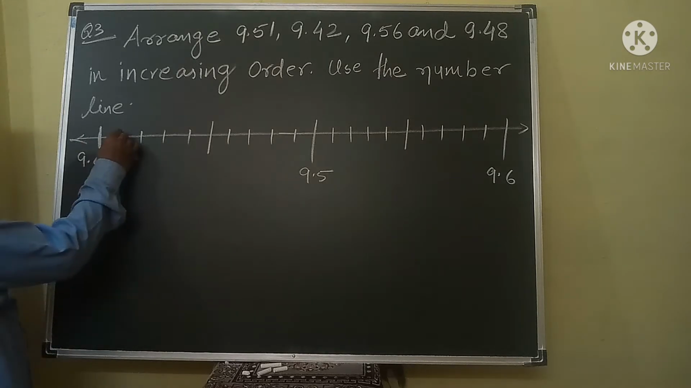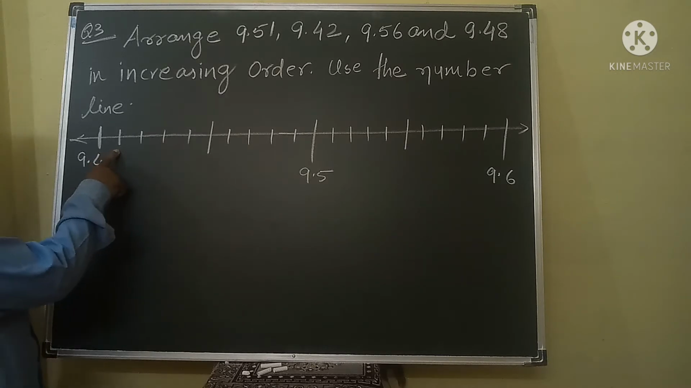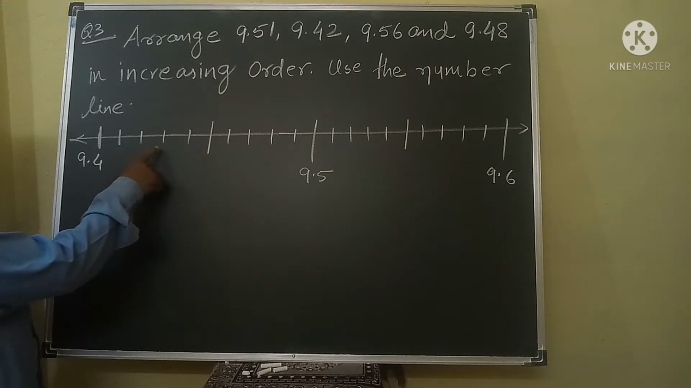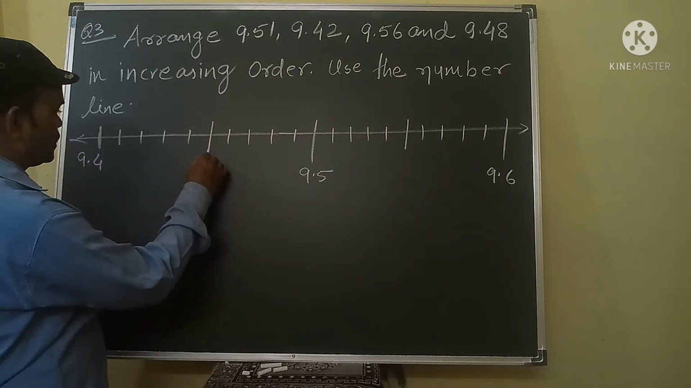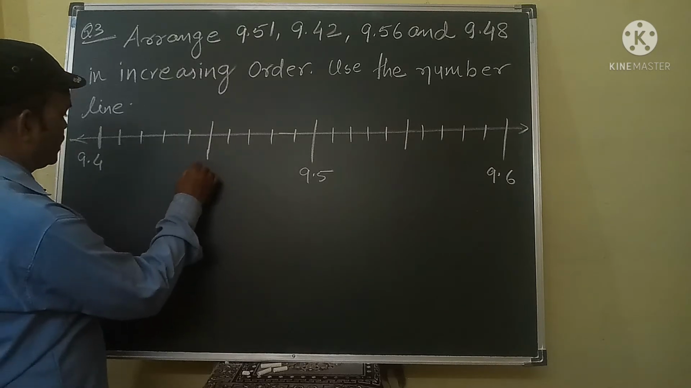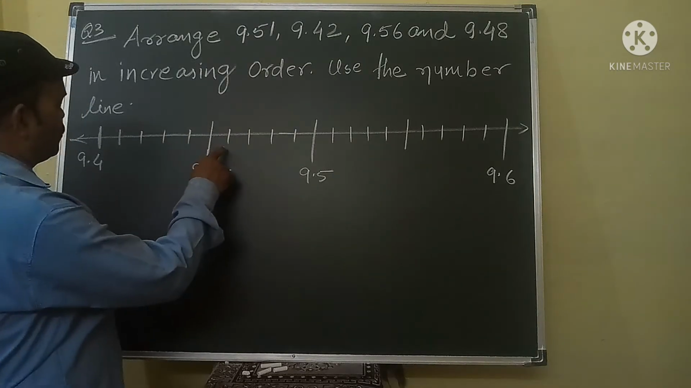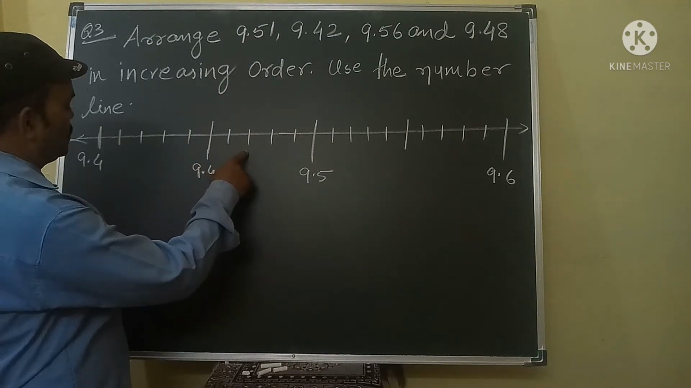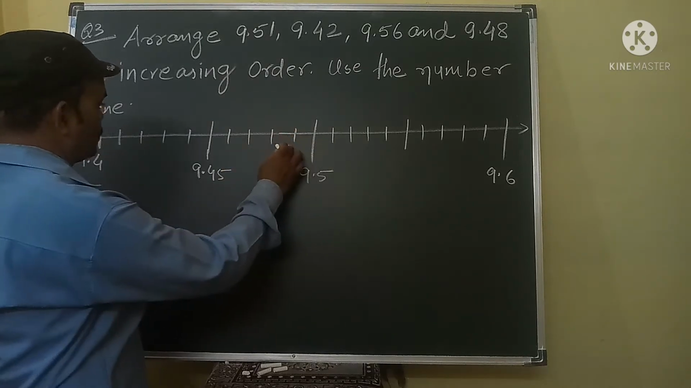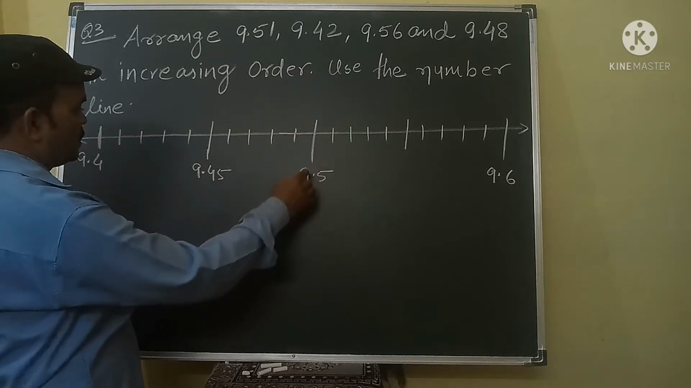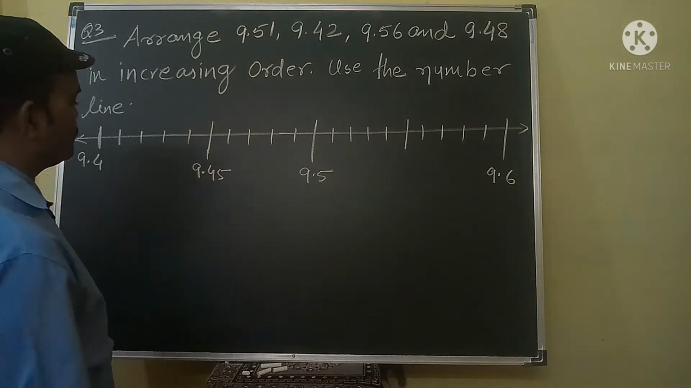Okay. After 9.4, this sign belongs to 9.41, 9.42, 9.43, 9.44. This is 9.45. Okay. Then after that 9.46, 9.47, 9.48, 9.49, and this is 9.5.